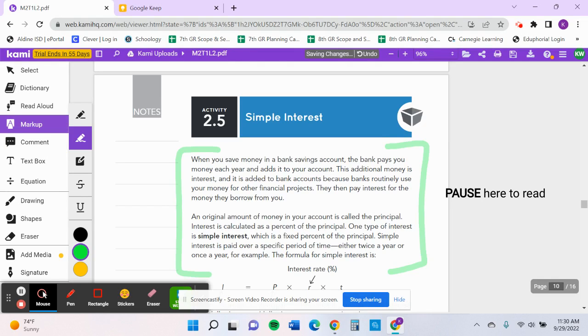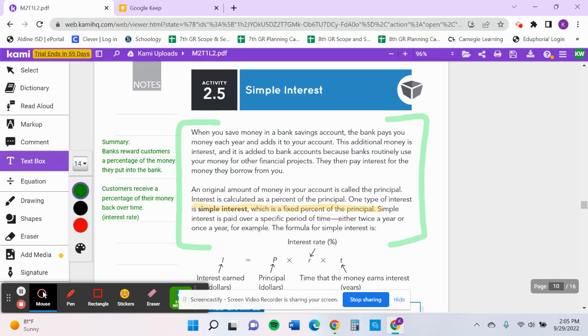Pause here. So you just read about simple interest, which is a fixed percent of the principal, and the principal being the initial amount of money that you put into a bank. In short, I like to think of it as banks rewarding customers a percentage of their money back for simply being a customer. And then the customers receive a percentage of their money back over time. That is the interest, according to the interest rate.